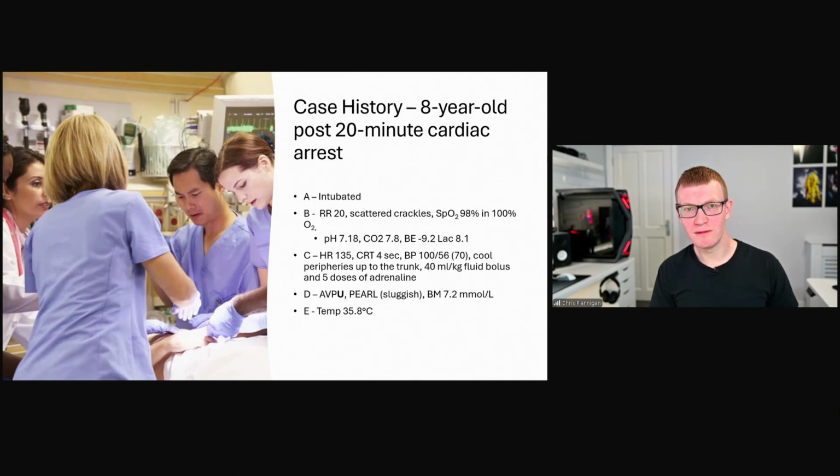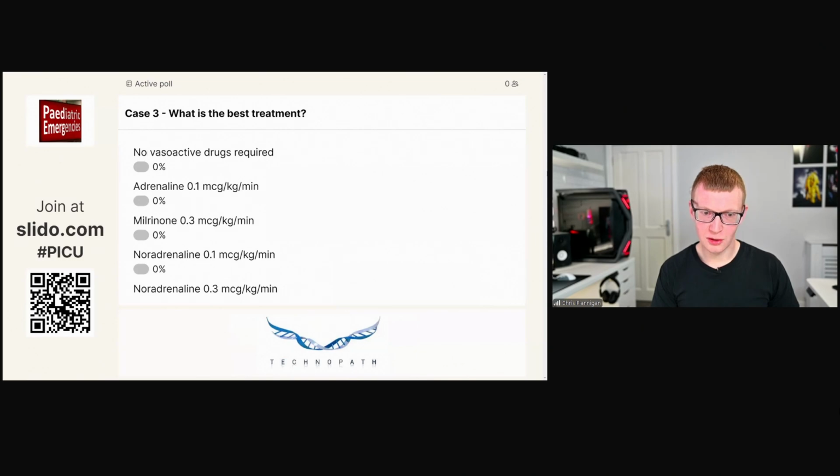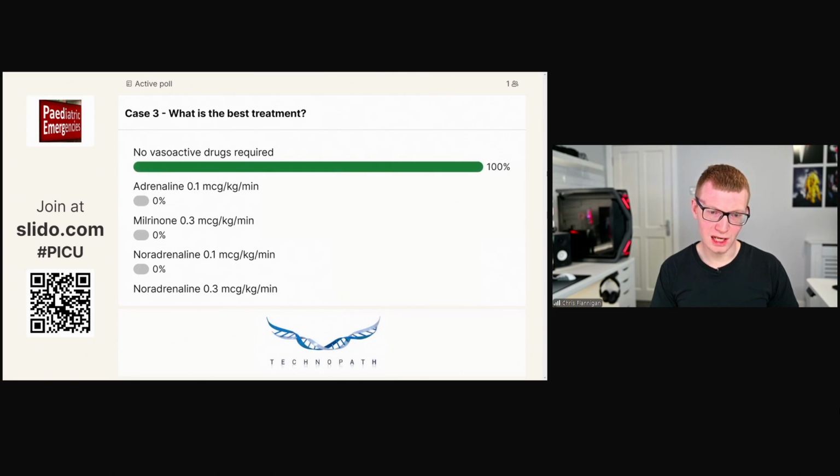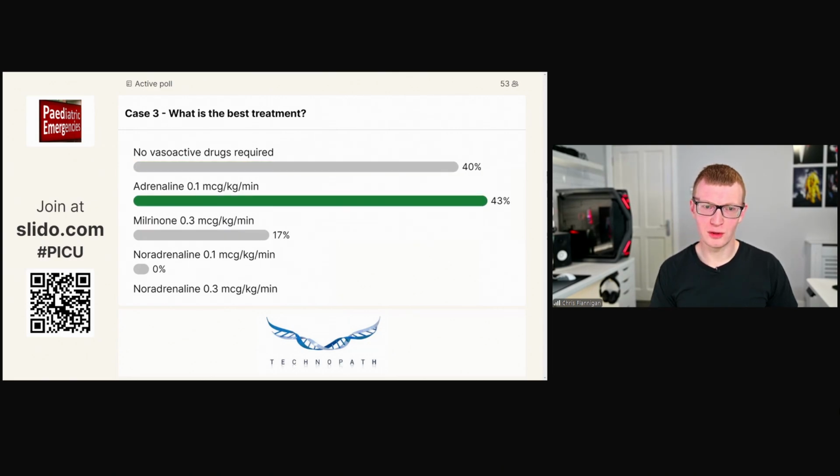During the cardiac arrest, you've given 40 mils per kilo of fluid resuscitation and 5 doses of adrenaline, 10 mics per kilo per dose, given every 4 minutes or every other cycle. Pupils are sluggish, conscious level is unresponsive, and the patient's a little cool at 35.8. So again, what treatment do you want to do? We've got the options: no vasoactive drugs, adrenaline infusion, milrinone infusion, or noradrenaline infusion at 2 different doses. Okay, so I think adrenaline infusion is winning just about, with no vasoactive drugs as the second option.